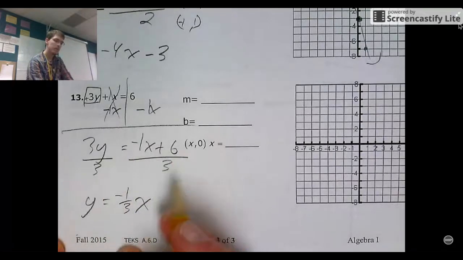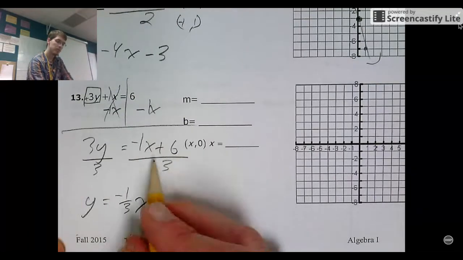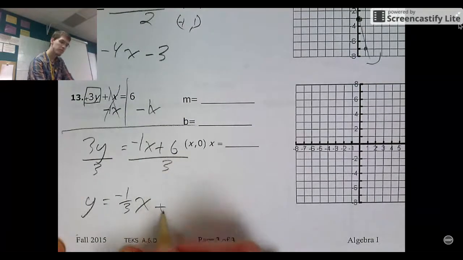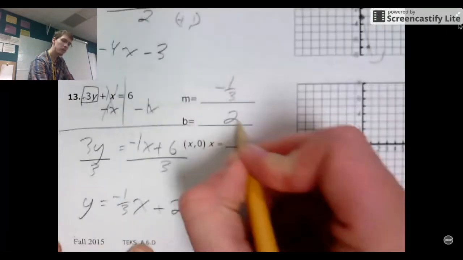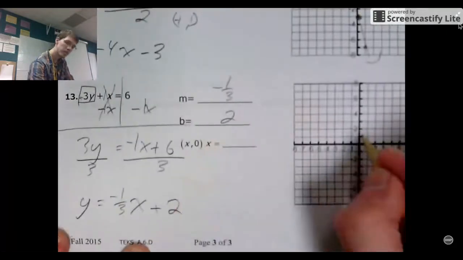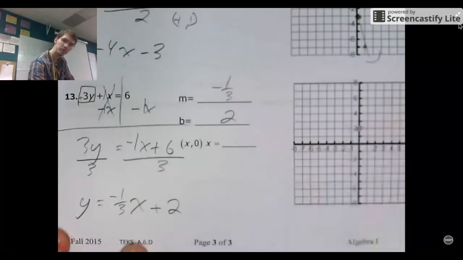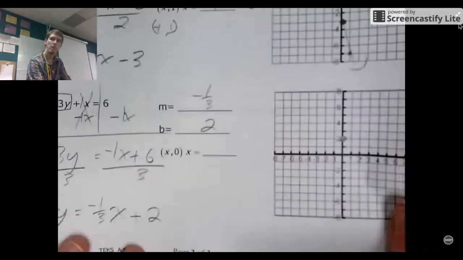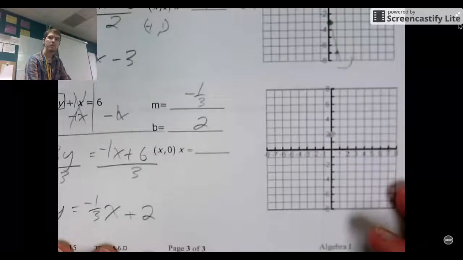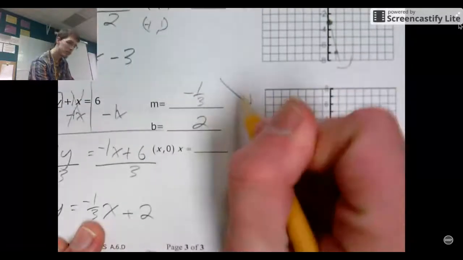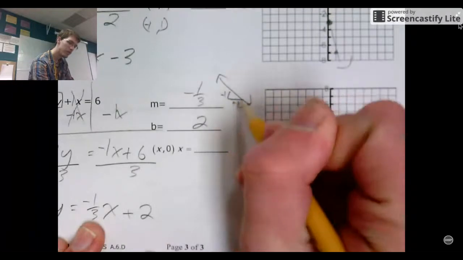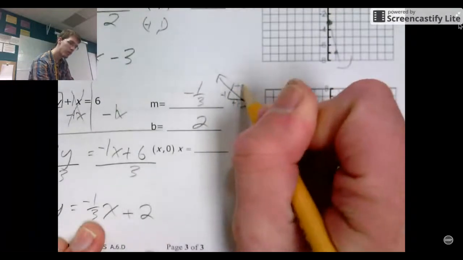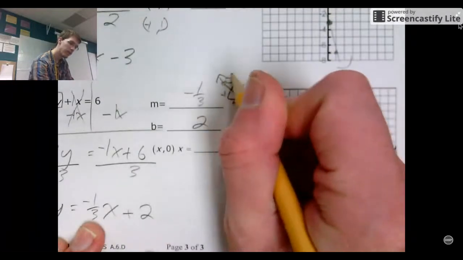And over here we have 6 divided by 3. So plus 6, positive 3, so it's going to be positive 2. So our slope is -1/3. B is 2, so our y-intercept is (0, 2). Okay, now our slope is -1/3. So we're going to be going down 1 and over 3, or up 1 and to the left 3.